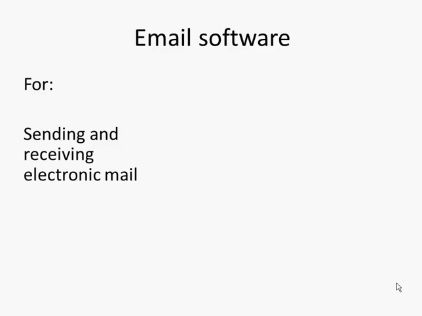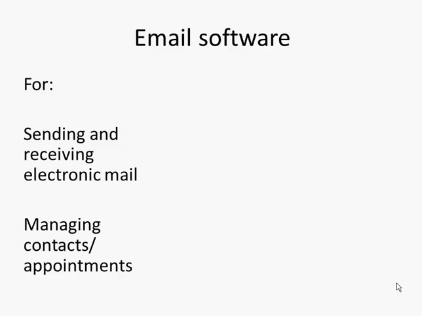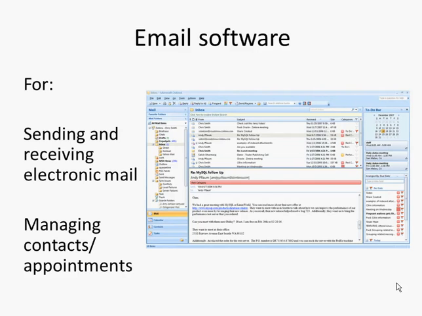Email software, as you will know, is for sending and receiving electronic mail. And we can also do other things with email software usually, such as managing our email contacts and managing any appointments. It allows us to have a calendar or a diary in there. Microsoft Outlook is a well-known piece of software you can install onto your computer to help you connect up to an email account. But more often than not now, we will access our email in the cloud.